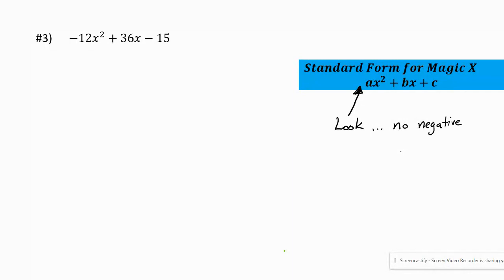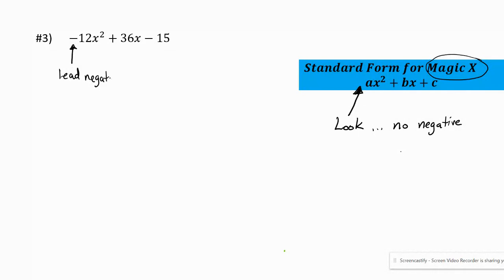Okay, so if you look at the standard form, you have ax squared plus bx plus c in the blue box. And look, there's no negative there. So someone tells you in math that you cannot do the magic x. You cannot do the magic x if you have a lead negative. So right here we have what's called a lead negative.